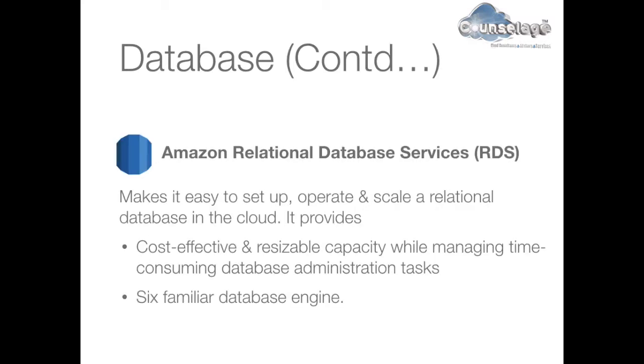Next in the database is Amazon Relational Database Services. For those who don't know what a relational database is, let's first understand what it is. Basically, it is a collection of data items with predefined relationships between them. These items are organized as a set of tables with columns and rows. The tables are used to hold information about the object to be presented in the database.